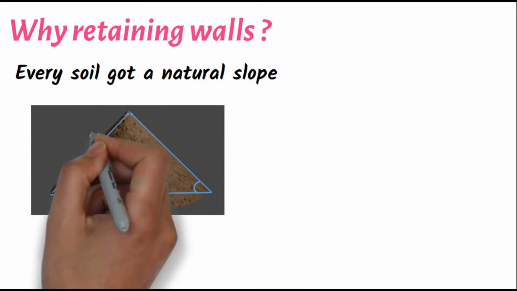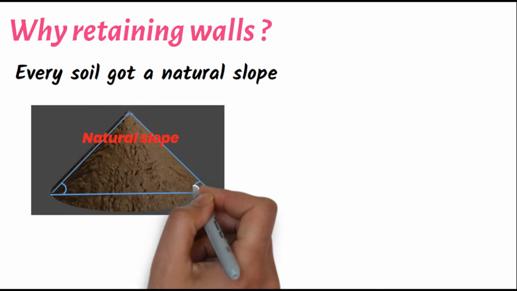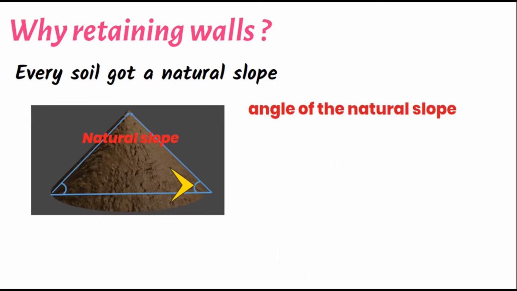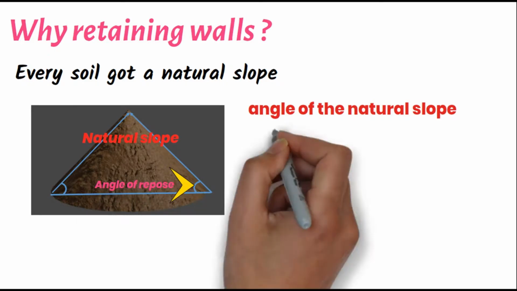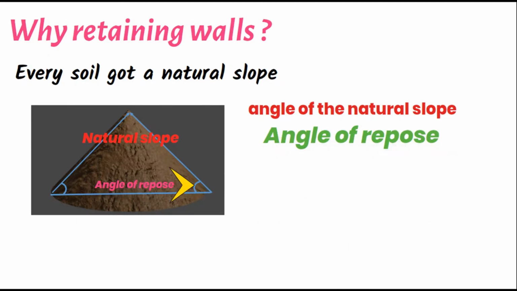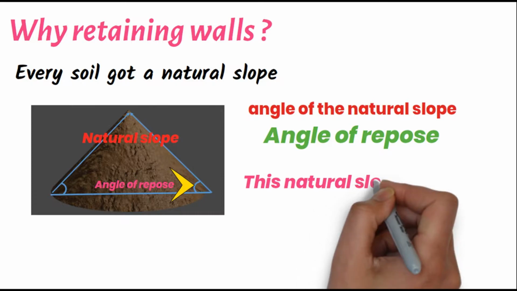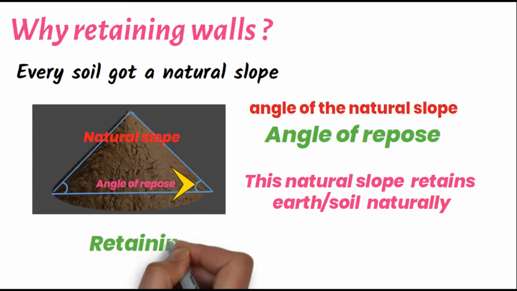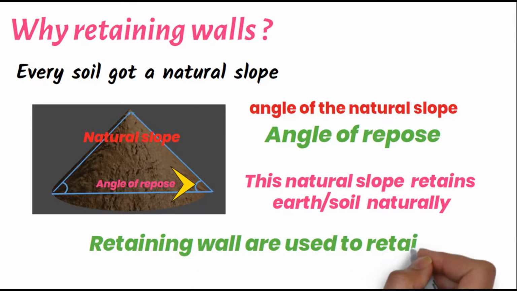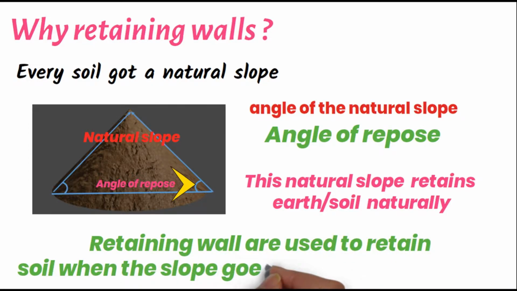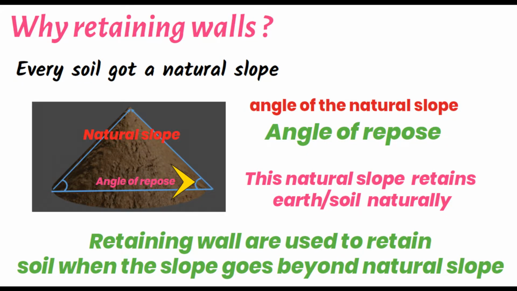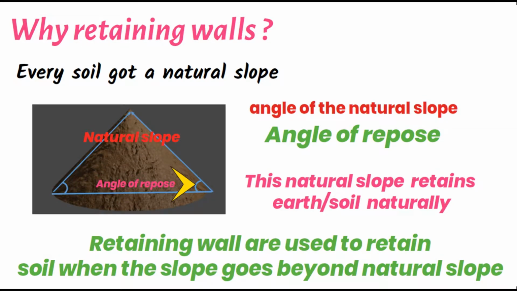Every soil has a natural slope, just like what is shown in this figure. This is the natural slope, and this is the angle of the natural slope, and this angle is called the angle of repose. This natural slope can retain earth or soil naturally, but retaining walls are used to retain soil when the slope goes beyond the natural slope or is being disturbed due to some other activities.